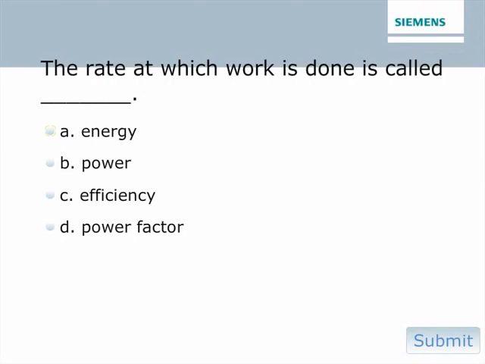Question 6. The rate at which work is done is called blank. Is it A, energy, B, power, C, efficiency, or D, power factor?